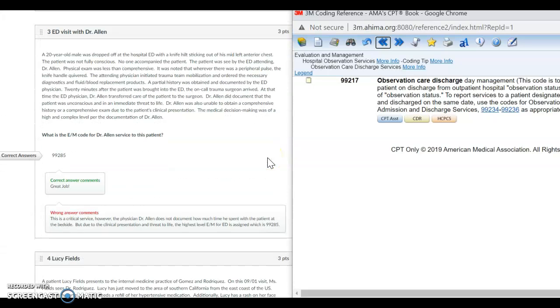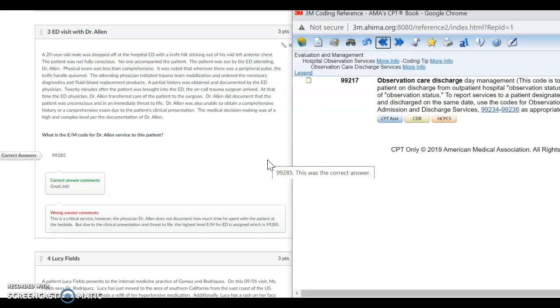Okay, number 3. This one's a little bit tricky. We have a 20-year-old male dropped off at the emergency department with a knife sticking out of their chest. The patient was not conscious. No one accompanied the patient. They were seen by the attending physician. Physical exam was less than comprehensive. It was noted that wherever there was a peripheral pulse, the knife handle quivered. The attending physician initiated trauma team mobilization and ordered diagnostics. Partial history was obtained, documented by the physician.